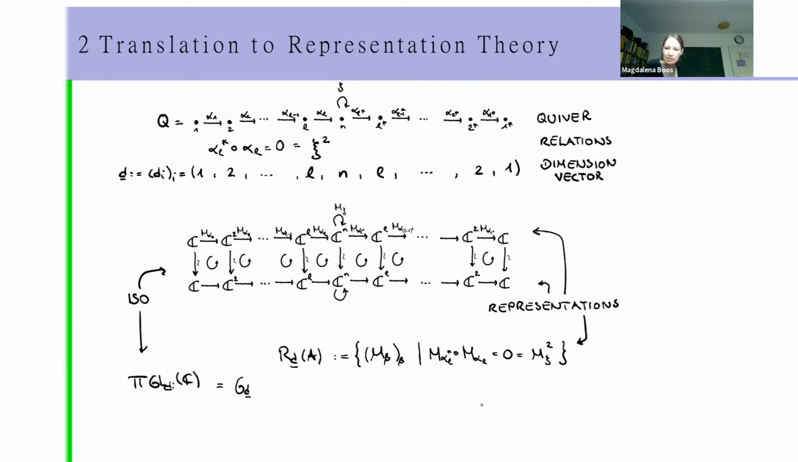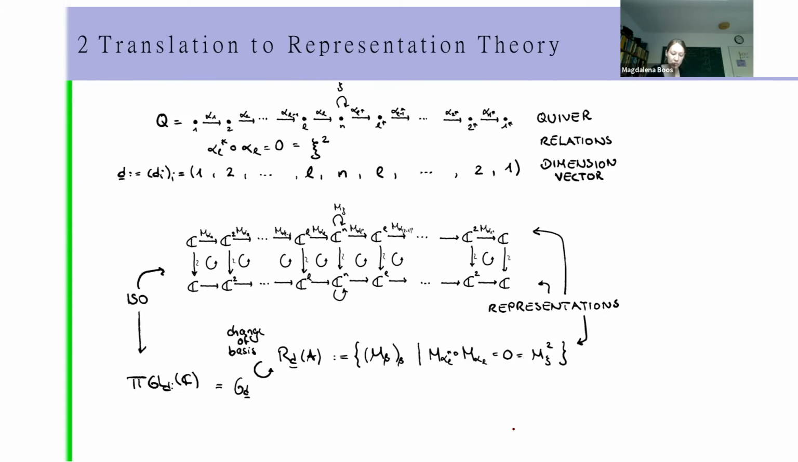And this can be encoded in a group action again. So we call it GD because it corresponds to the dimension vector, and it's the product over the GL_di at the vertices. So GL of C times GL of C squared, and so on. And then this action is change of basis in a way that we just saw. So this is an example, but you get the gist how this works in general too.